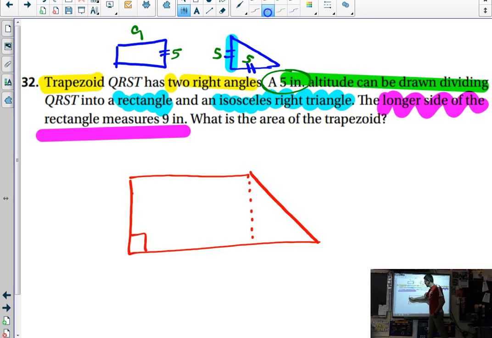is a right angle, there's my 2 right angles, 5-inch altitude, 5-inch altitude, that divides into rectangle and isosceles right triangle. So, okay, these are equal. That's isosceles right now, as long as this is right. So now I've got my isosceles right. Longer side of the rectangle measures 9. Sweet. Did I meet all the criteria?